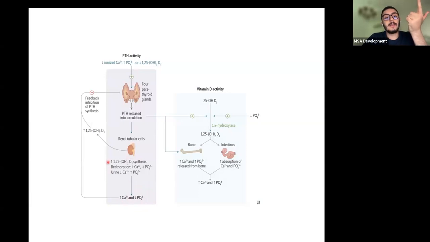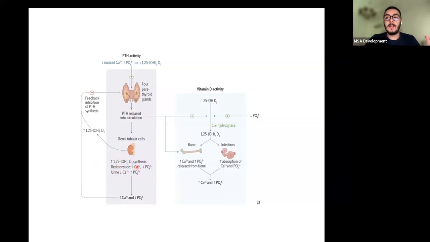Effect number two on the kidneys is it will increase the activation of vitamin D. How? As I said before, through the stimulation of the enzyme 1-alpha hydroxylase, which is present in the kidneys. This enzyme activates vitamin D. Look at it here. So PTH effect on the kidney is increased 1,25 dihydroxycholecalciferol, which is the active form of vitamin D. It increases its synthesis. How? By activating 1-alpha hydroxylase.